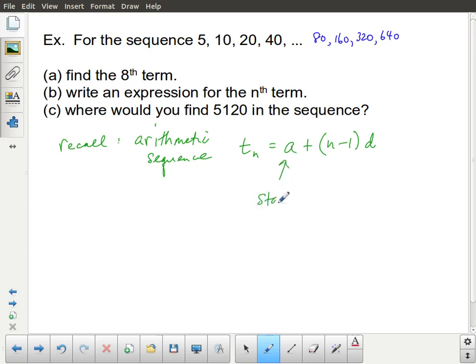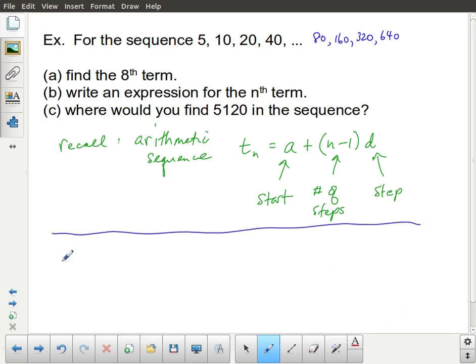This is my start value. This is my step size, which is known as the common difference. And this is essentially my number of steps. We actually want to come up with something very similar for our geometric sequence. The difference is going to be, well, we have a starting value, in this case, 5.